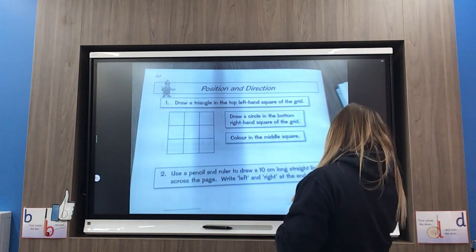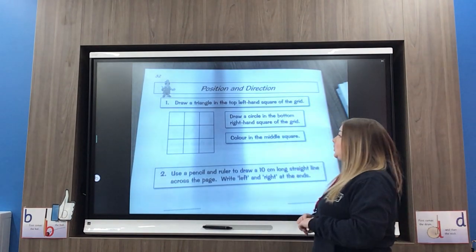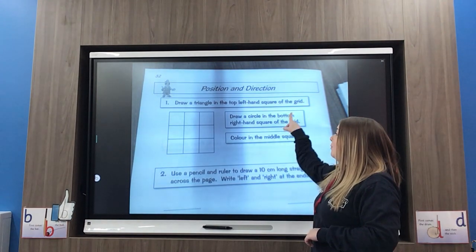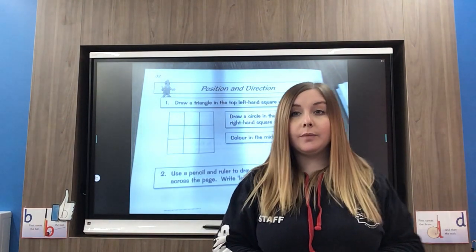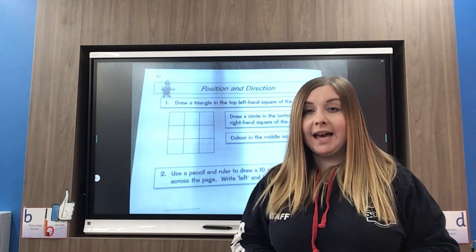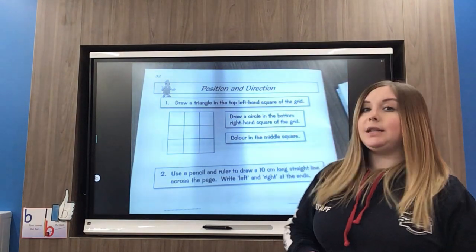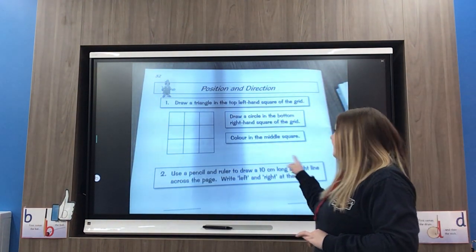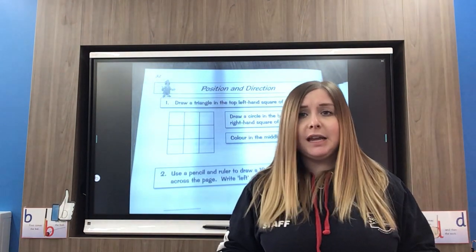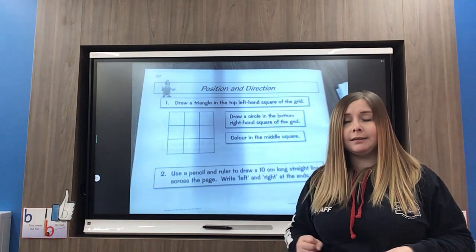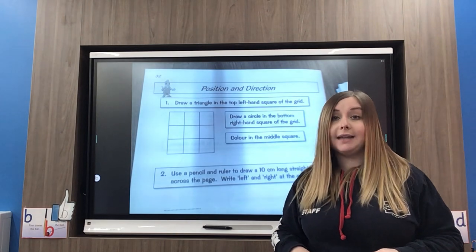Once you've done that, then you're going to have a go at drawing a circle in the bottom right hand square. Okay, so think which side is the right. Remember, it's the opposite of left. And then colour in the middle square. So which square is in the middle of all of those squares? You're going to colour that in.